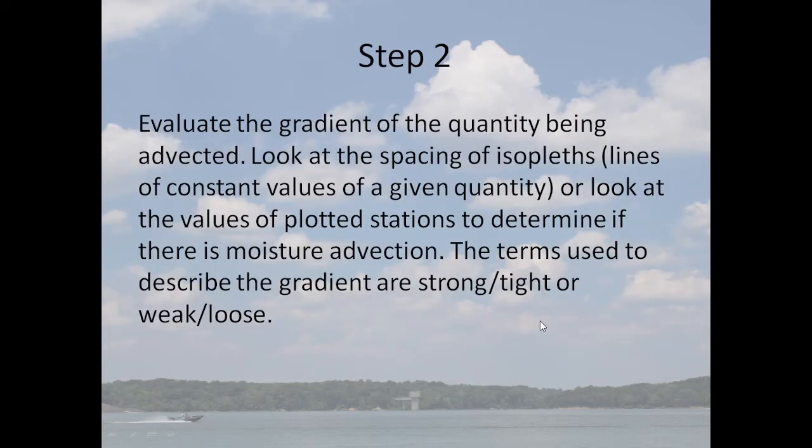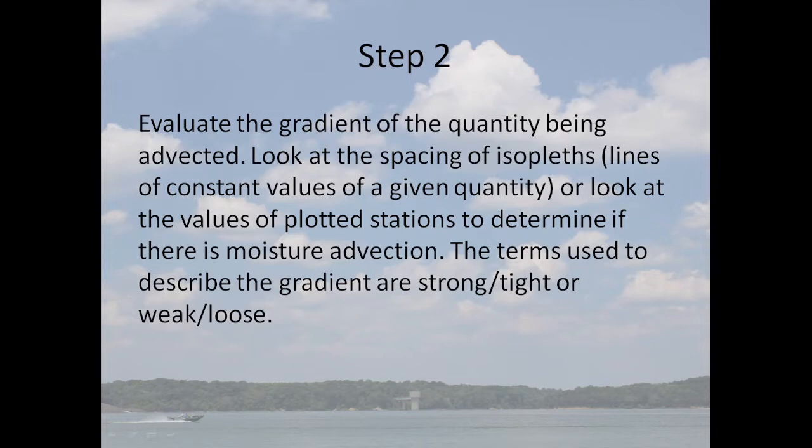Step 2 is to evaluate the gradient of the quantity being advected. So we just looked at that pressure gradient, and we'll also look at the gradient of the isotherms. How tight are they? So you look at the spacing of the isopleths, the lines of constant values of any given quantity, or look at the values of the plotted stations to determine if there's moisture advection. The term used to describe the gradient is strong, tight, weak, or loose.